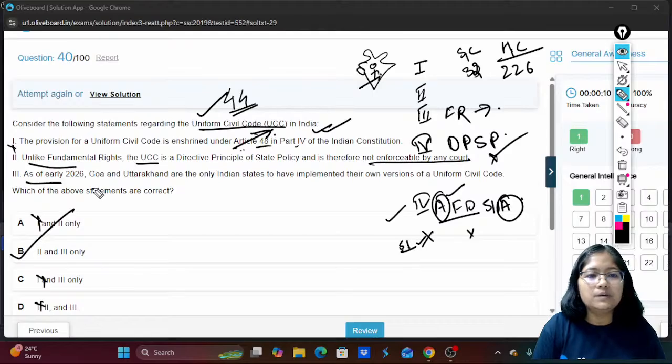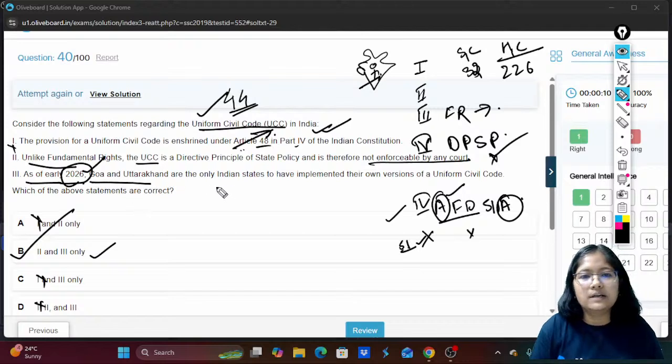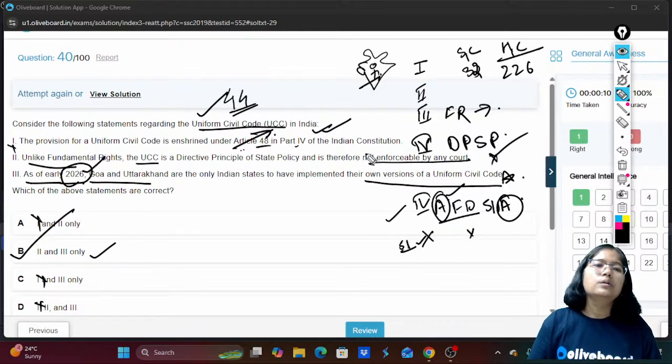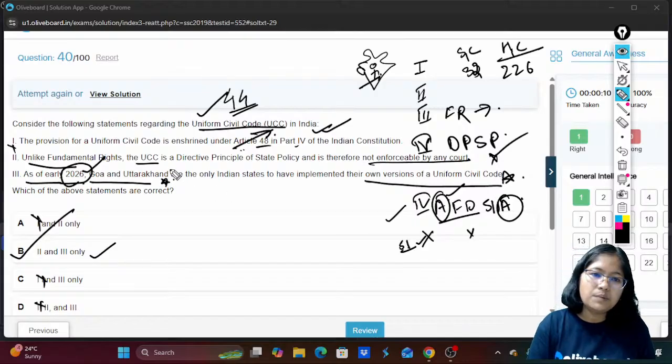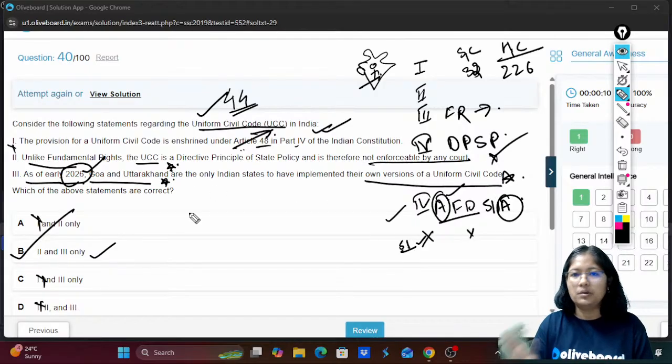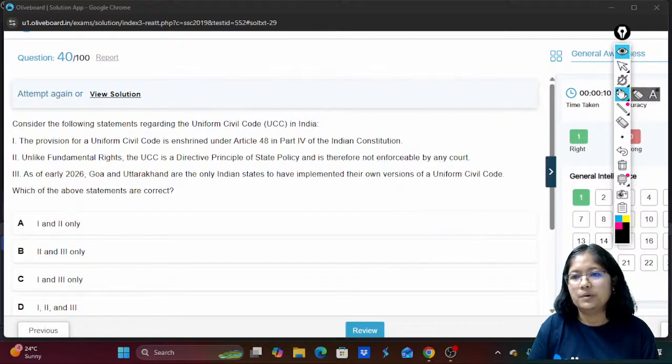Okay, so no problem, correct. As early as 2020, you have already ticked on your answer. That means this is correct. As of early 2026, Goa and Uttarakhand are the only Indian states to have implemented their own versions of Uniform Civil Code. Yes, so Goa and Uttarakhand have their own versions of Uniform Civil Code. Please keep an eye on Uttarakhand. There are new developments happening. So from a current affairs point of view, it might be important.